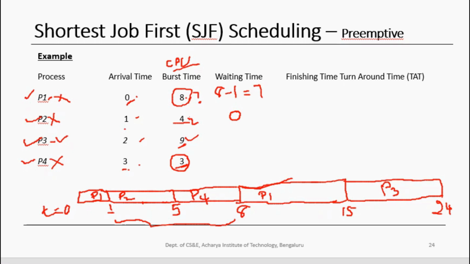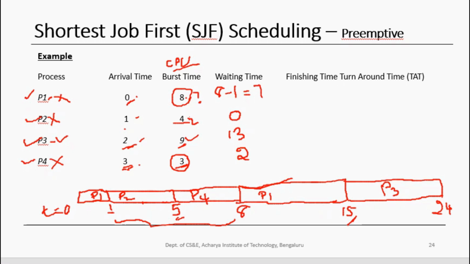Now what is the waiting time of P3? P3 comes in at 2 and P3 gets the CPU at 15. So therefore it waits for 13 time units. And what is the waiting time of P4? P4 gets CPU at 5, but it comes in at t is equal to 3. So therefore it is 5 minus 3, that is equal to 2. Hope you have understood this.